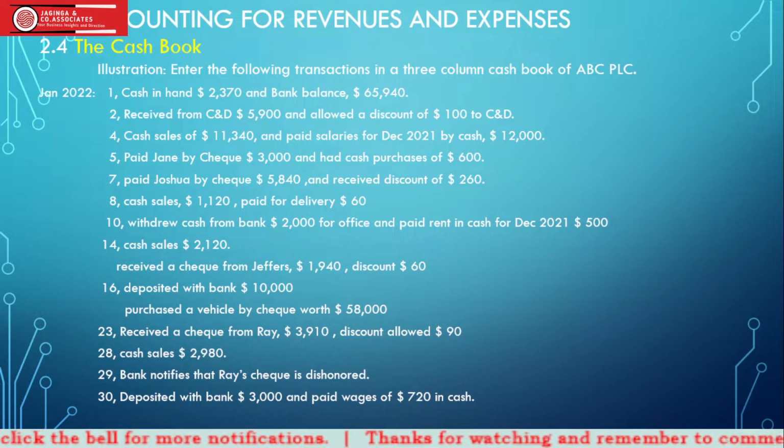And the illustration here is telling us to enter the following transactions in a 3-column cash book of ABC PLC. So these are the number of transactions that we are supposed to enter into the cash book. So we'll enter them one by one until we reach the 30th.